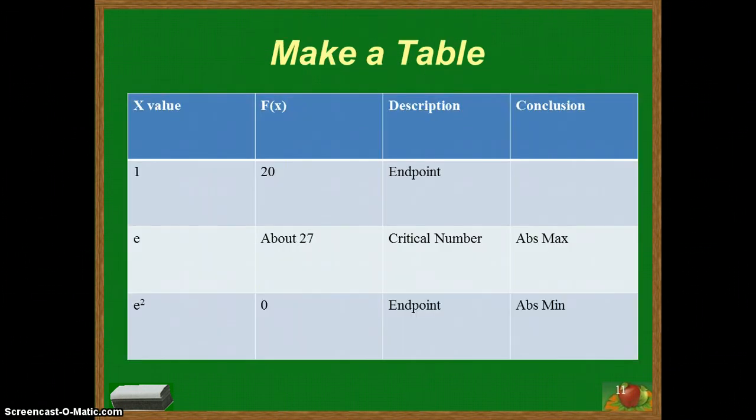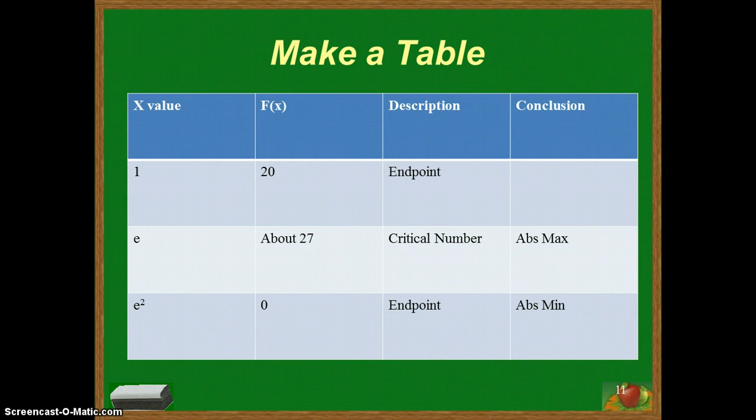Okay, so now I've made a table here showing some values. Our endpoints of this closed interval. First I have 1. Remember the function value there was 20. It is an endpoint. Then I have e, which was our critical number. The function value f of e was about 27, and e squared is the other side of the closed interval. Its function value was 0, and it was an endpoint.